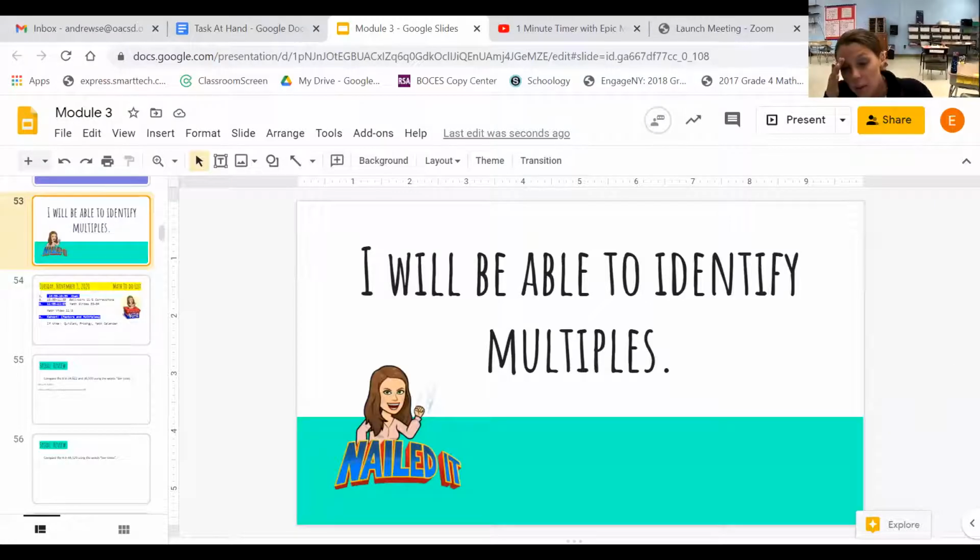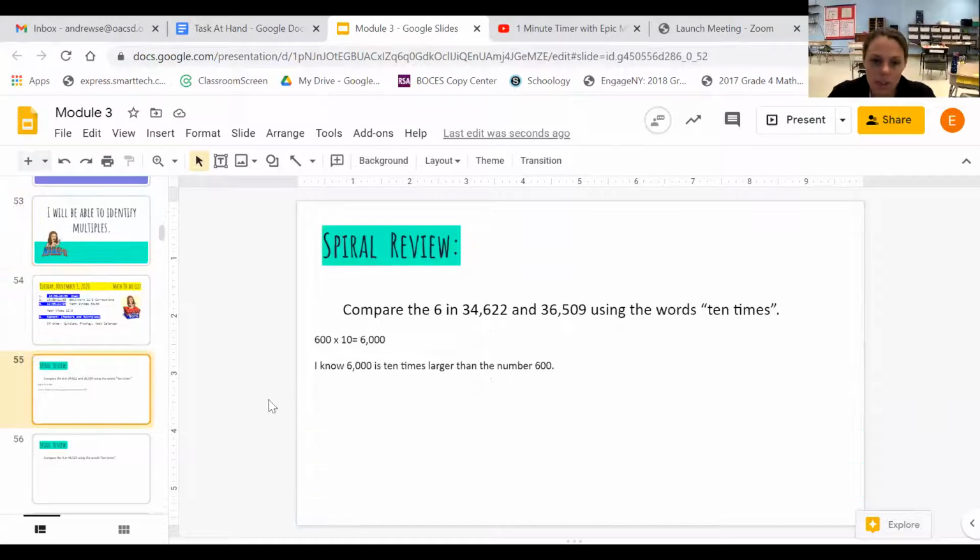Hi, boys and girls. Today we are going to start with identifying multiples, and that will be our goal for today. But before we get into that skill, I want to do a quick review about our patterns of 10, something we focused on back at the beginning of the school year.